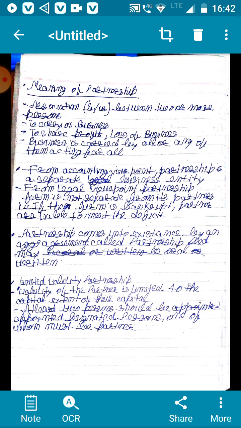From the accounting point of view, partnership is a separate business entity. From the legal point of view, the partnership firm is not separate from its partners. That is, if the firm is bankrupt, partners are liable to meet the deficit.